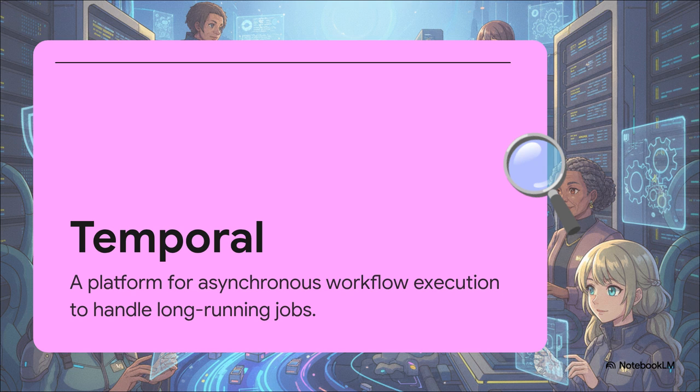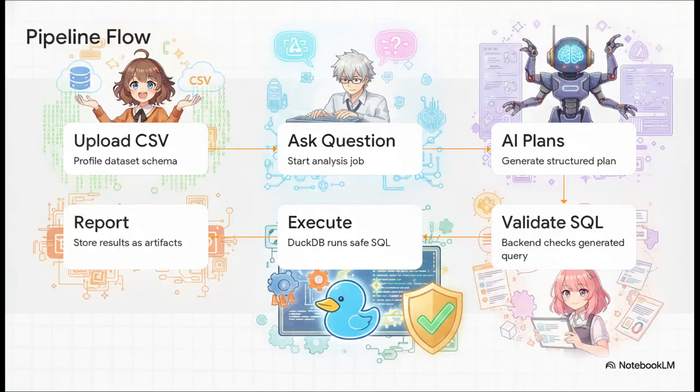So the system brilliantly integrates Temporal. Temporal is a platform that spins up asynchronous workflow executions. It reliably handles these long-running analysis jobs in the background, which keeps your API snappy and responsive while the AI and the database are doing all the heavy lifting behind the scenes. Let's walk through this incredibly elegant 6-step journey. Step 1, you upload a CSV, and the system profiles the schema.